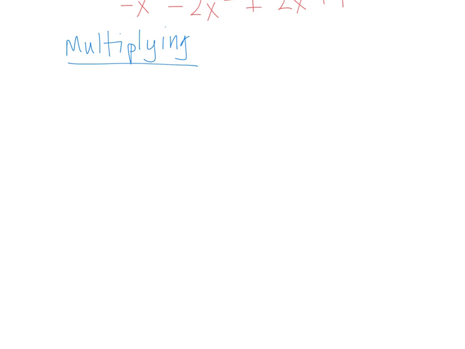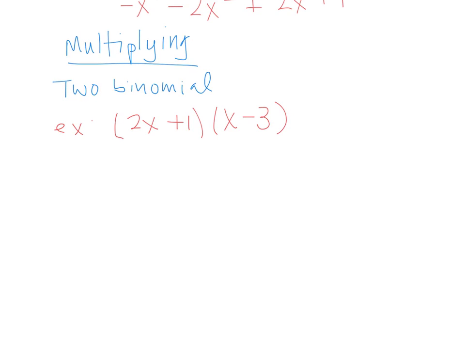Okay, let's look at multiplying polynomials. So we're going to start with if we're multiplying two binomials. A binomial is a polynomial with two terms. So for example, if we have 2x plus 1 times x minus 3. Both of those polynomials have two terms, so they're both binomials.